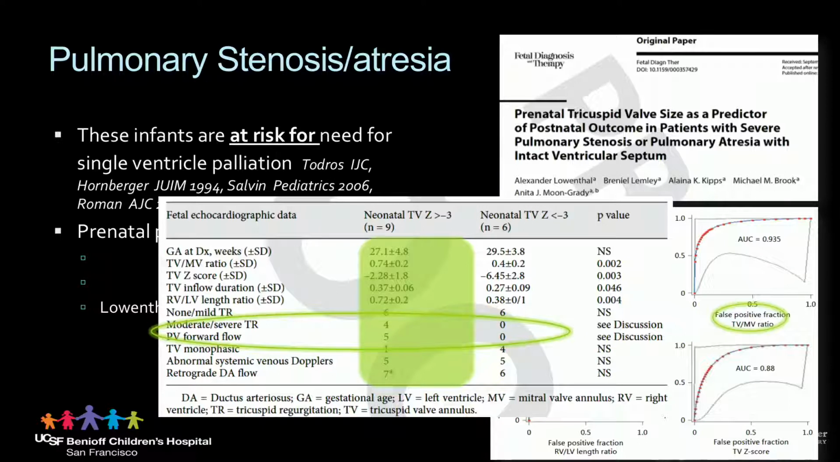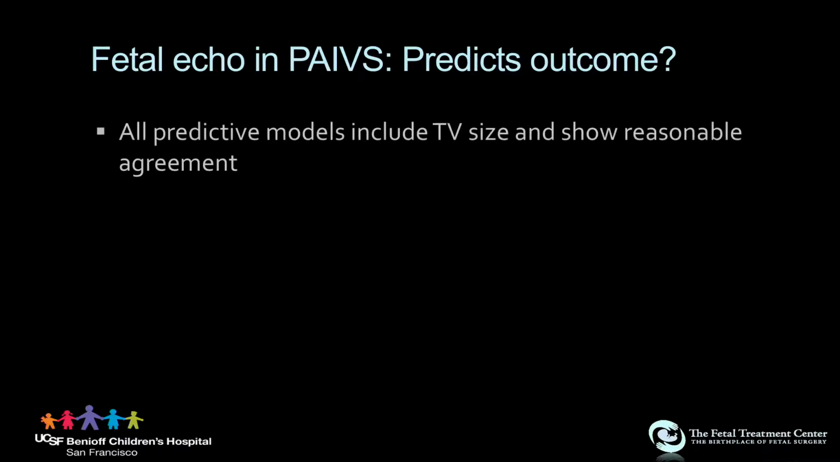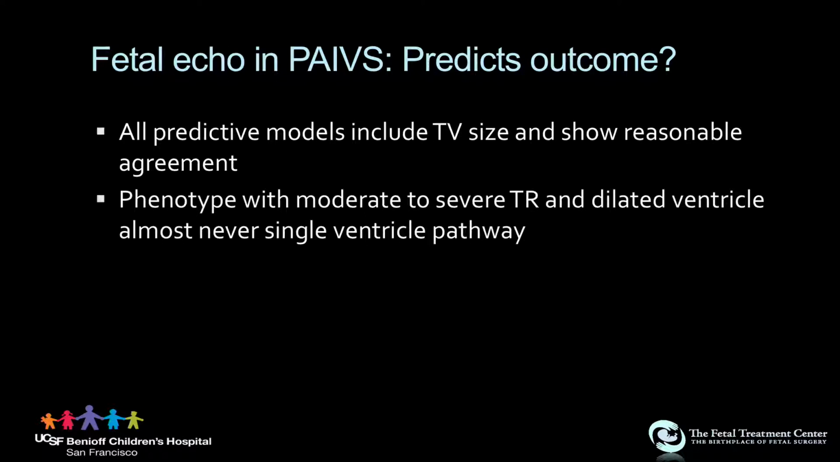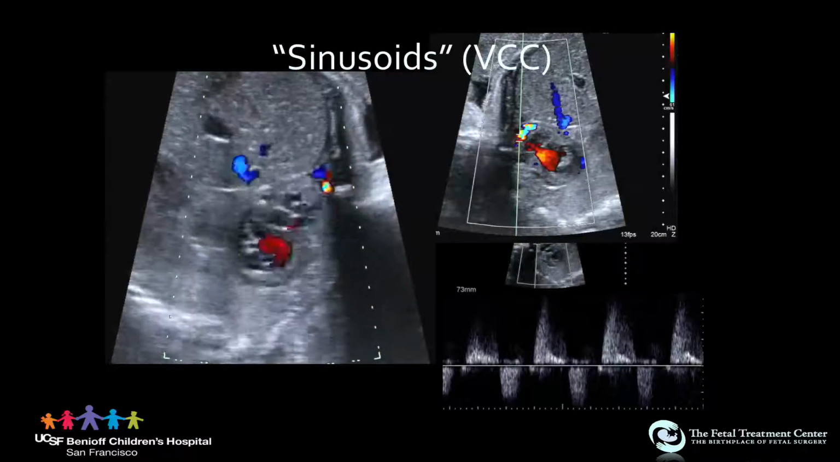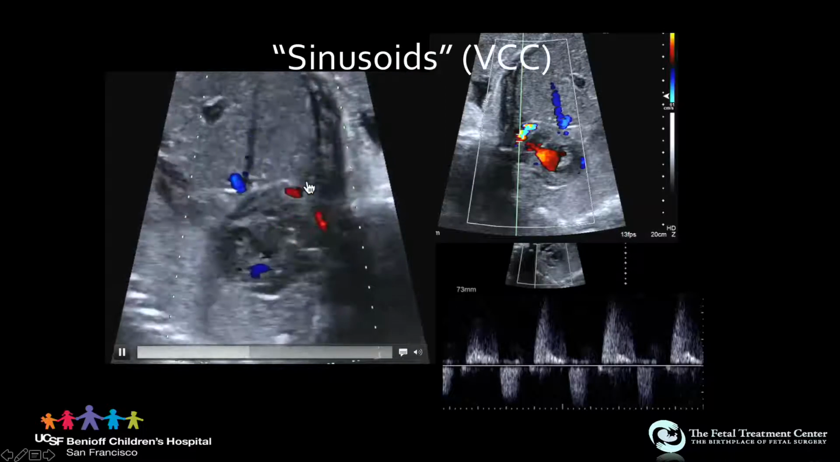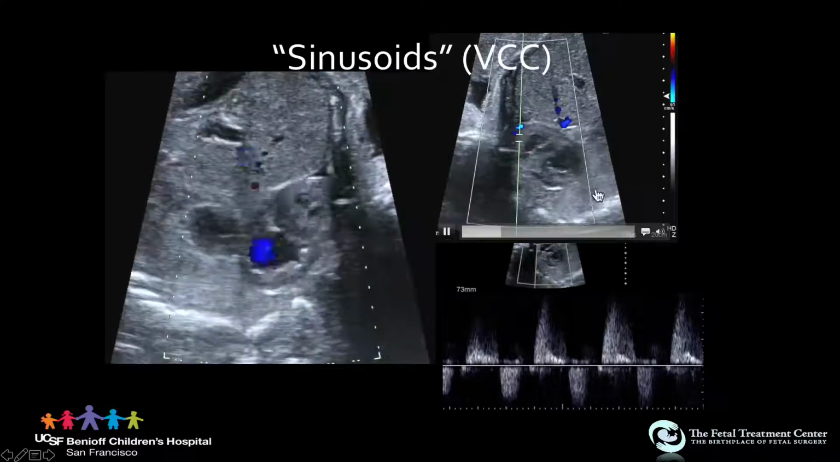So it's a complex question of, once we've made the diagnosis, what is the outcome going to be? All of the predictive models include tricuspid valve size, but the phenotype with moderate to severe TR is almost never single ventricle. And then there's this problem of right ventricle to coronary fistulae that you'll sometimes see. These have been said to preclude a biventricular repair. Sometimes they're easier to see than others.